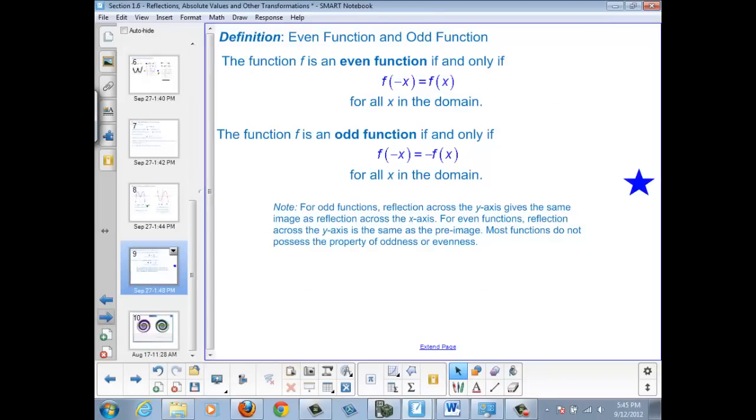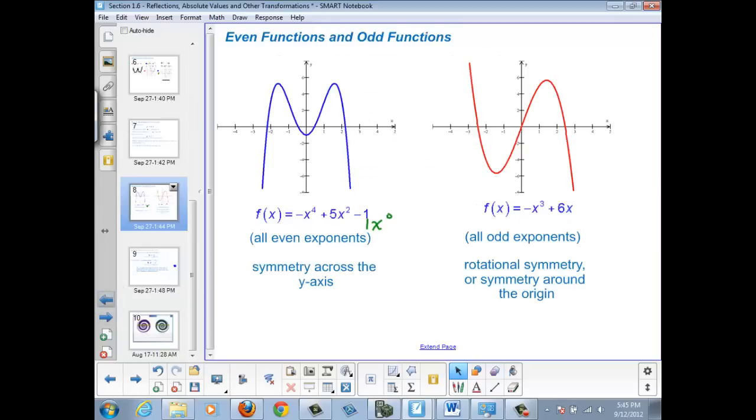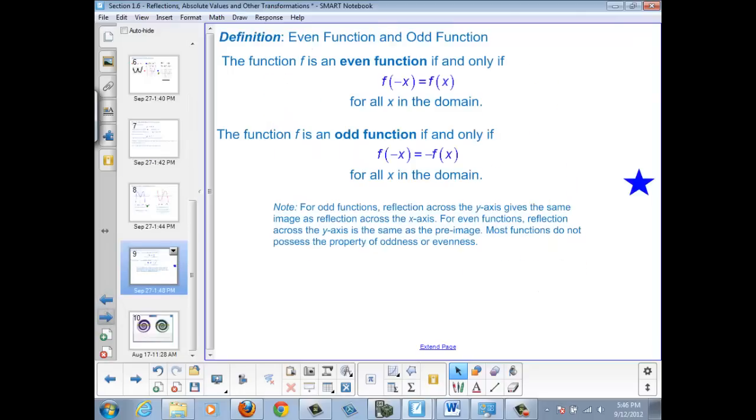So what does that mean as far as the equation itself? How could we test to see if a function is even or odd? Well, if we go back to the image, we can see that for every positive value of x that generates a y value, I get that same y value for the negative value of x. And that's what this expression says. f of 3 gives me the same value as f of negative 3.